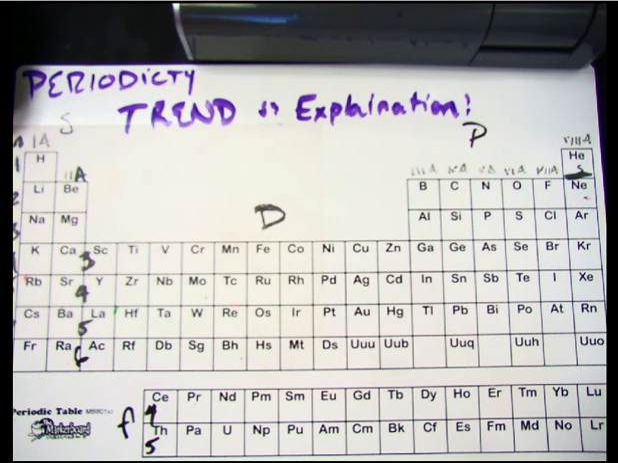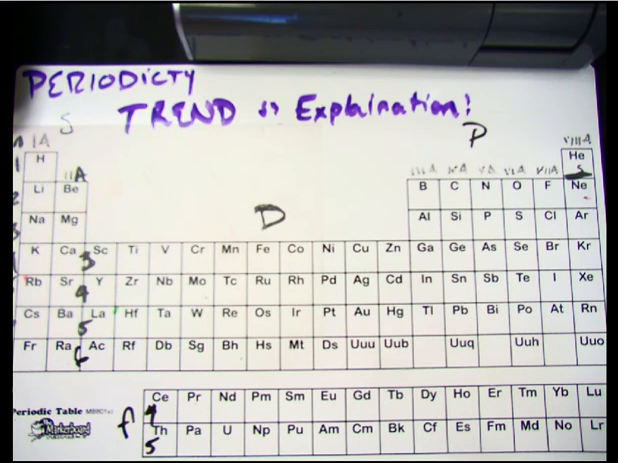An observation can be stated as a generalization. In general, this does this as you move from left to right and does this as you move from top to bottom. It is not an explanation. When the AP exam says discuss the periodic trend of atomic radius, it does not want you to say it decreases and increases and this is the direction it goes. It wants you to explain, compare, contrast, explain what is going on.